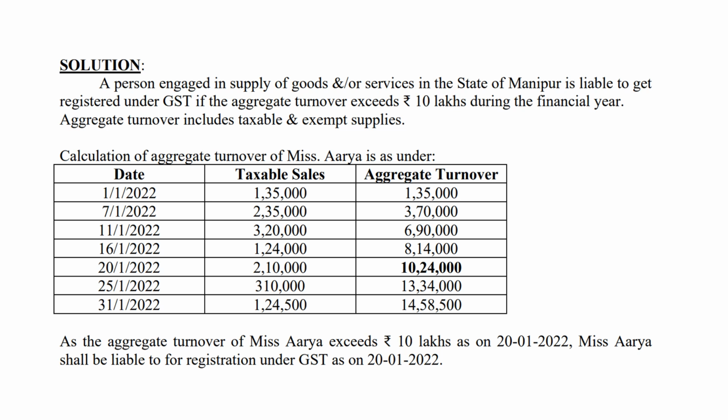So Miss Arya will cross the limit on 28/1/2022. Okay, so the limit is 10 lakh, and Arya has already reached 10,24,000. So as the aggregate turnover of Miss Arya exceeds rupees 10 lakh as on 28/1/2022, Miss Arya shall be liable for registration under GST as on 28/1/2022. So this was the solution for your problem sum number 2. Then let's see problem sum number 3.